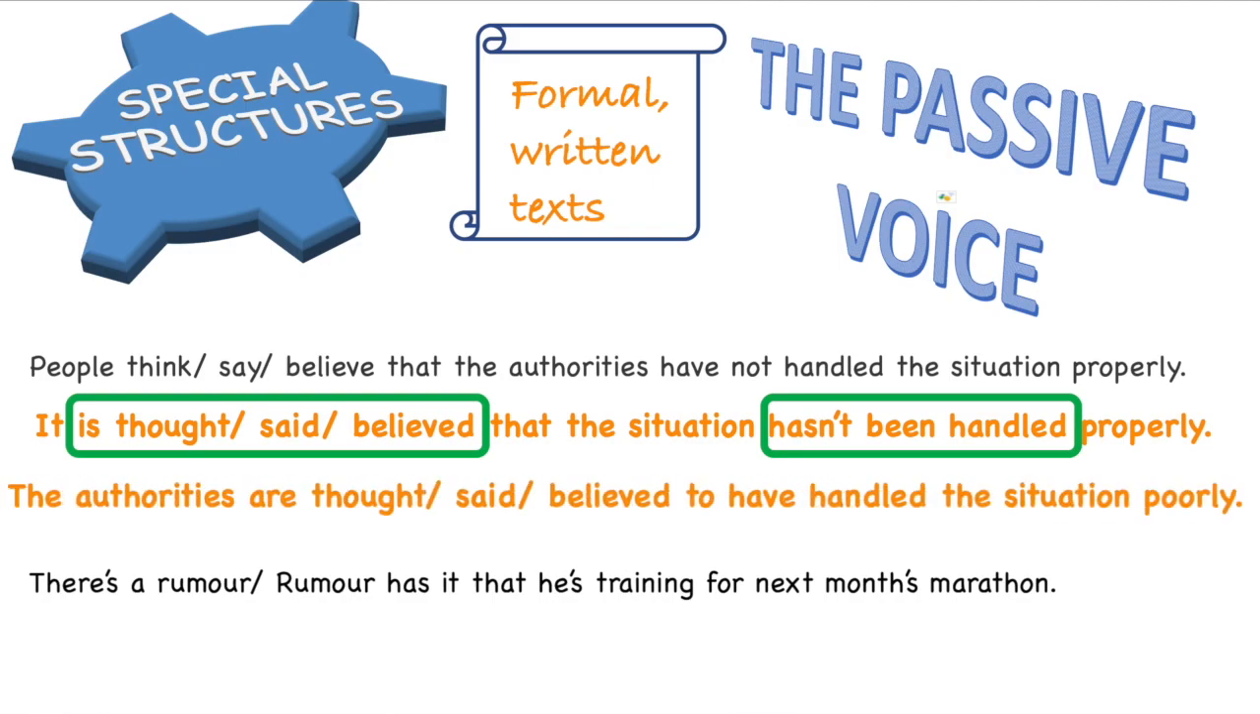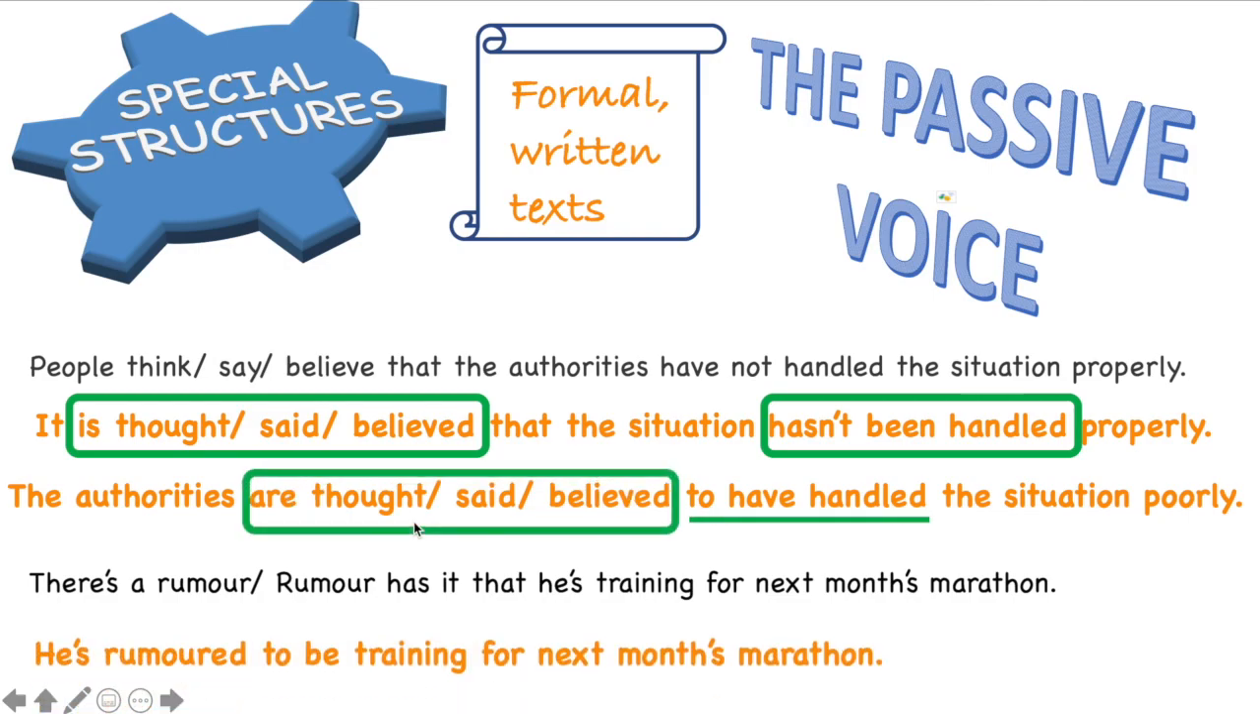Another way would be to focus more on the authorities and to blame them for this. The authorities are thought, said, believed to have handled the situation poorly, which is the opposite of properly. And then with the rumor, we can say, he's rumored to be training for next month's marathon. And we use passive voice plus the infinitive. And it's this infinitive that I like to focus on here.